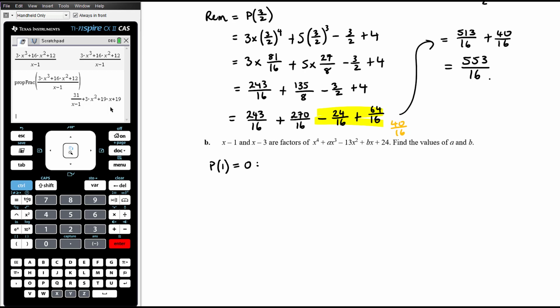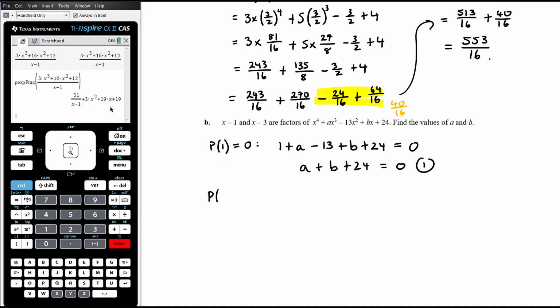P of 1 is going to be 1 to the power of 4 plus a times 1 cubed minus 13 times 1 squared plus b times 1 plus 24. So just subbing 1 into the polynomial, and that has to equal 0. And then we can tidy that up a bit. So that is going to be a plus b, let's see, 1 minus 13 is negative 12, and plus 24 is positive 12. Alright, equation 1, you can move the 24 to the right hand side if you want.